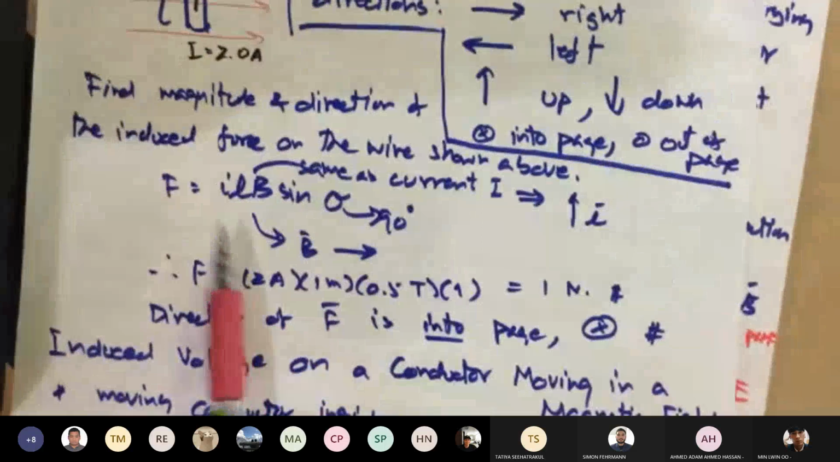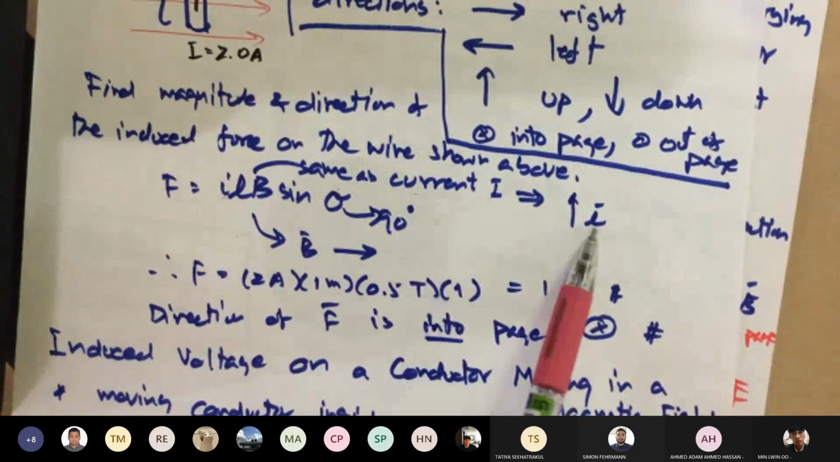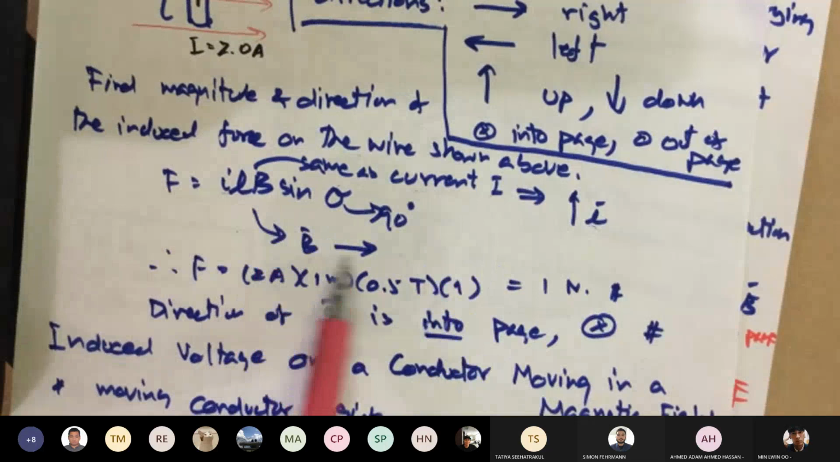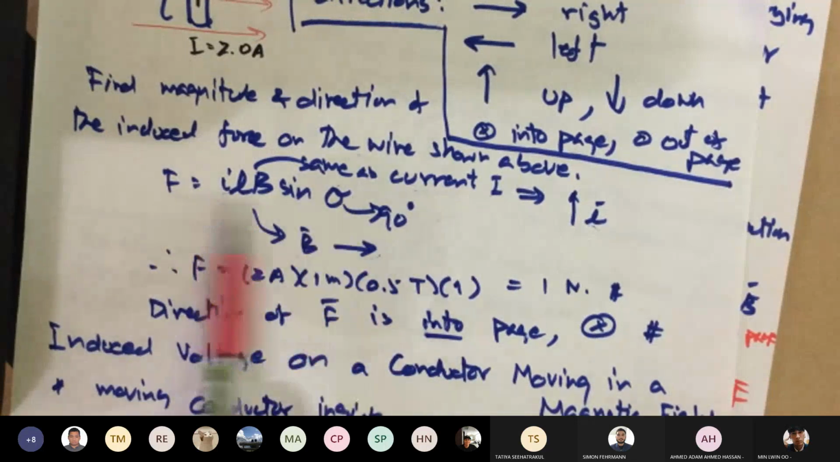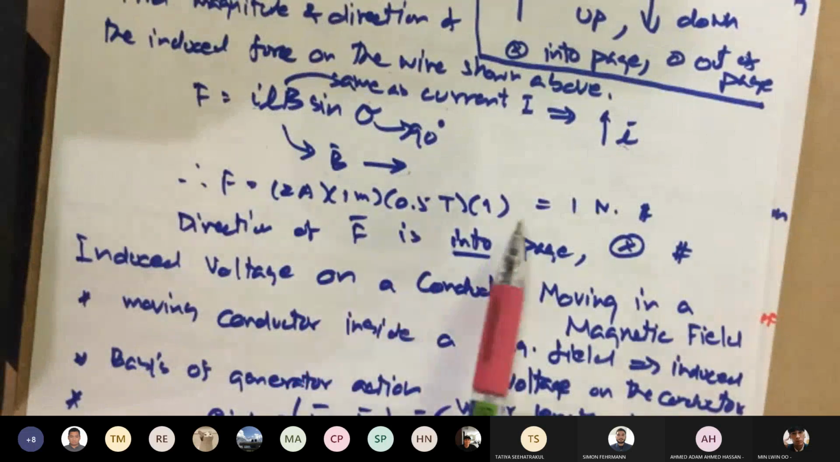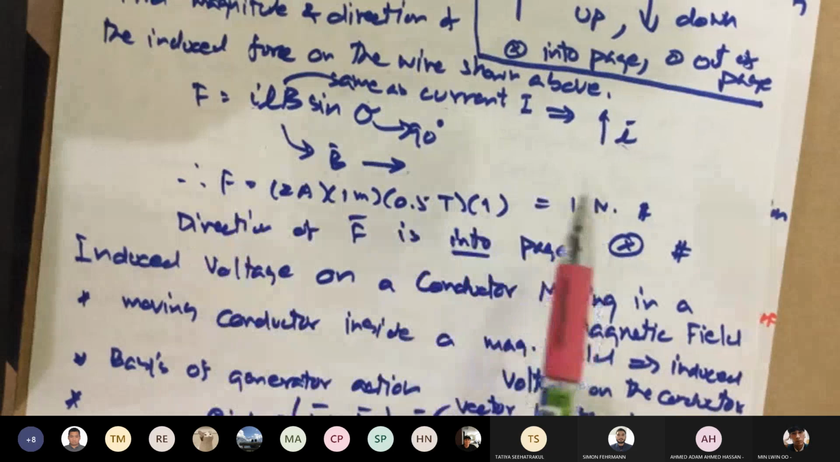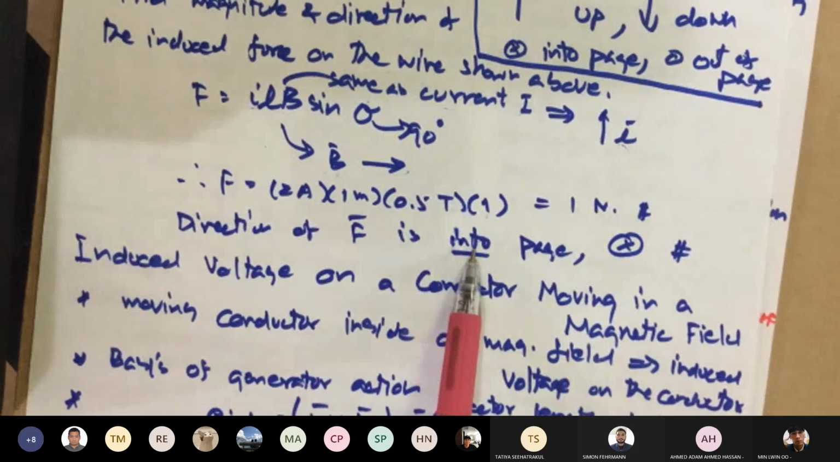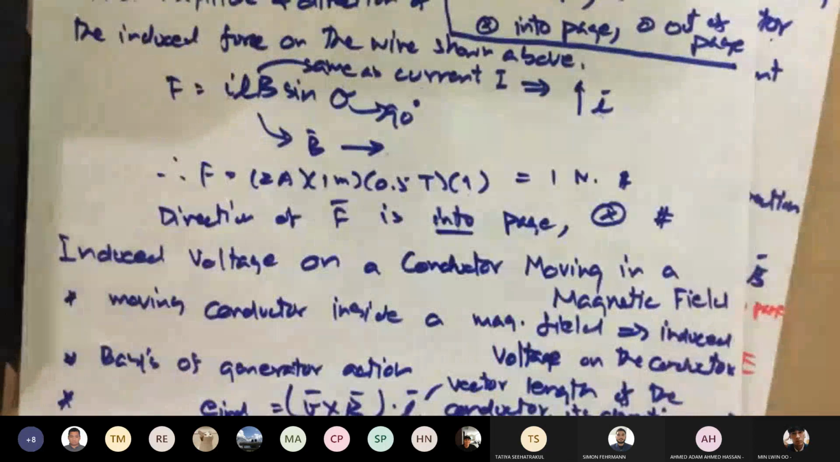So we know I is 2 A, L is the same as I, which is upward. B goes to the right, theta is 90 degrees. You know all the values given to you: 2 A, 1 meter, 0.5 Tesla, sine theta equals 1. So the result is 1 Newton into the page. The answer is not shown here. So that's the answer.